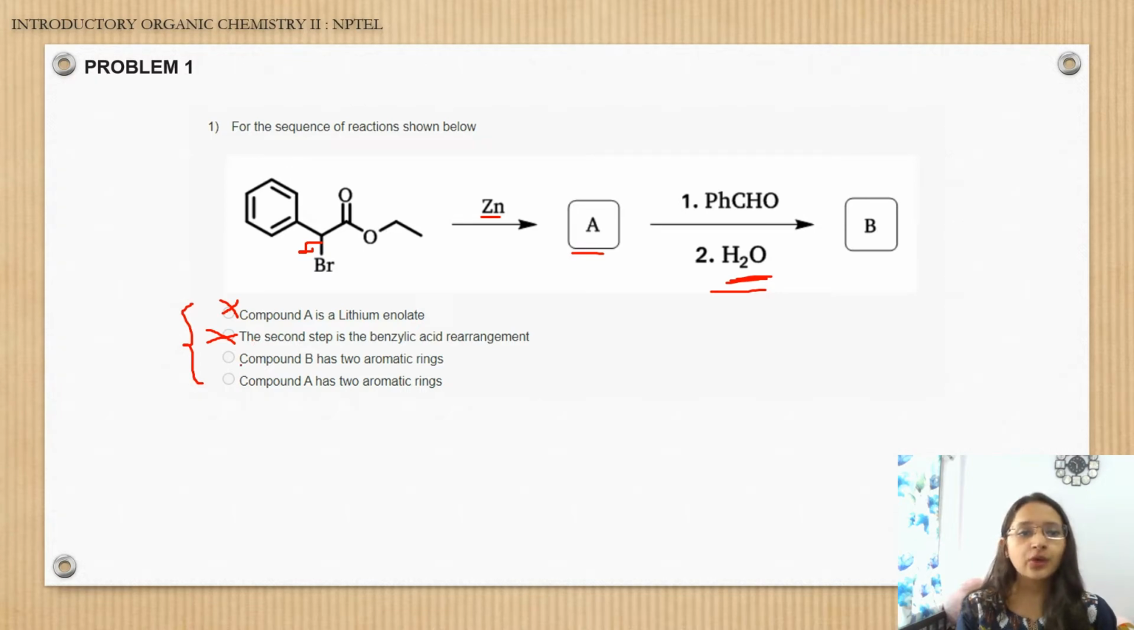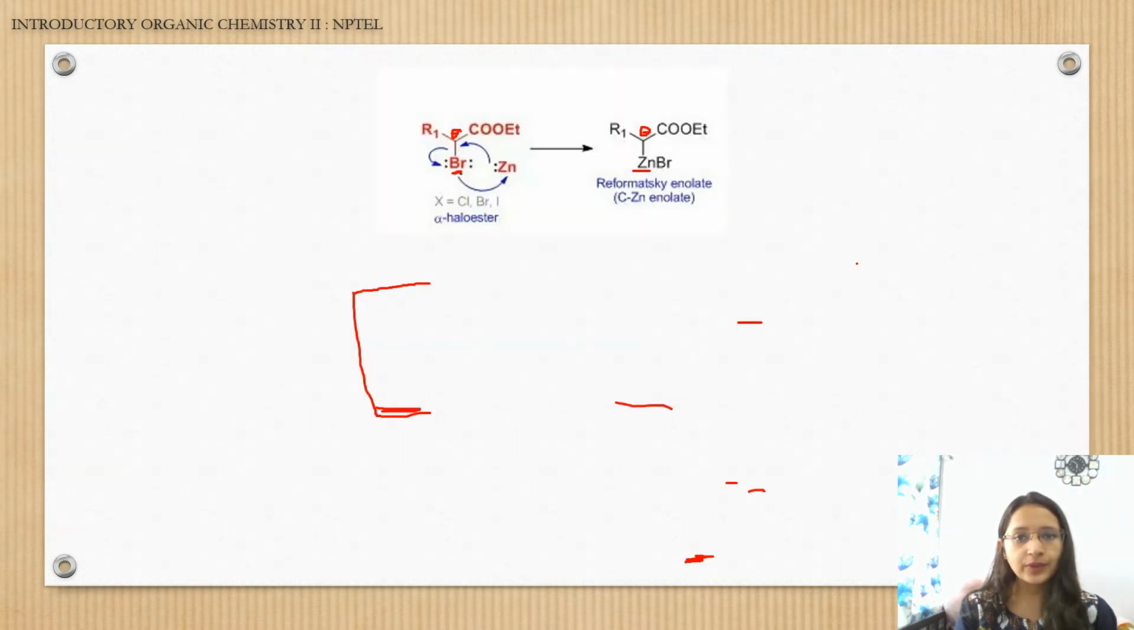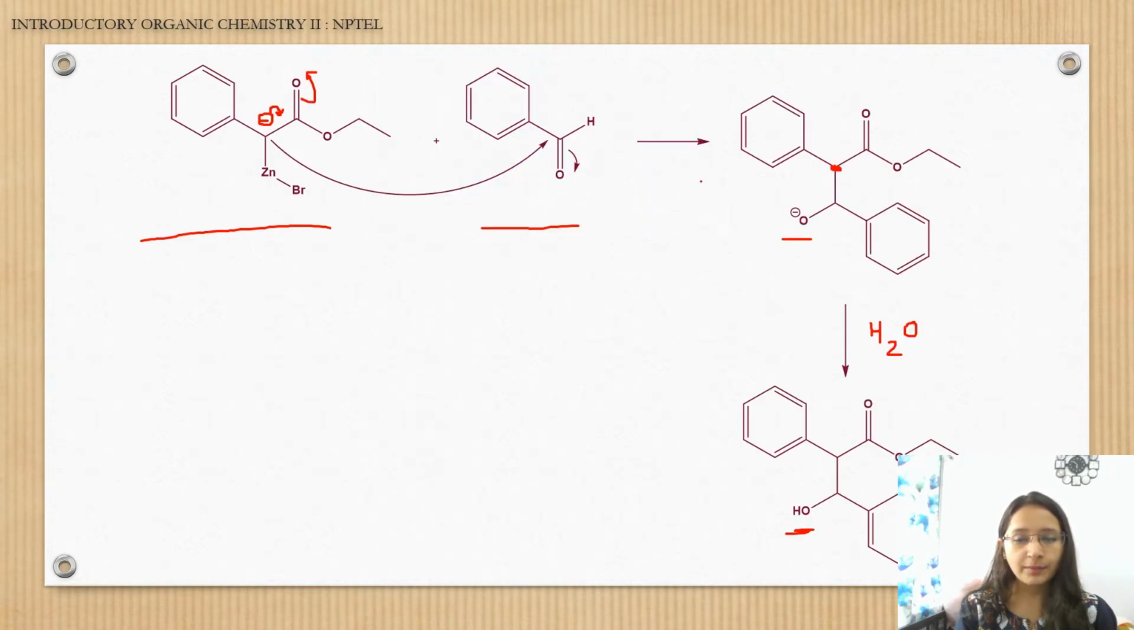Now coming to the third statement, compound B has two aromatic rings. So for compound B, I have shown you all how compound A is getting formed. This is A. And how compound B is getting formed. This is B. Is this mechanism clear to all of you? Just first tell me that.